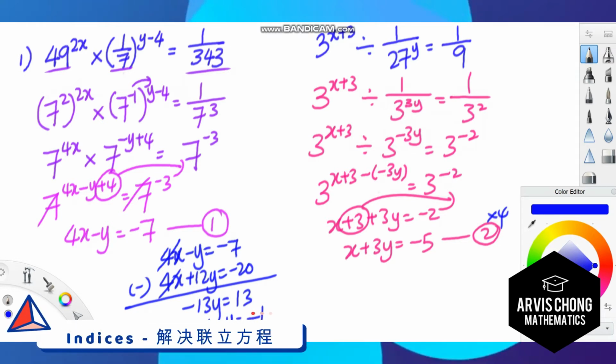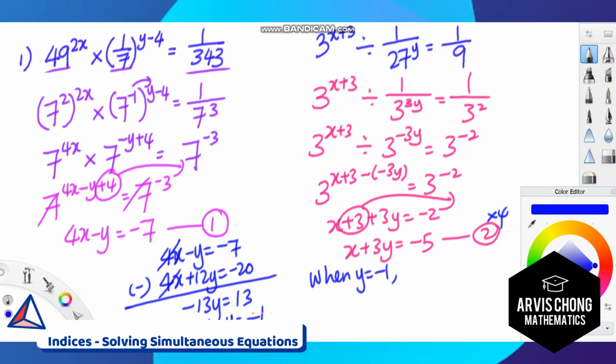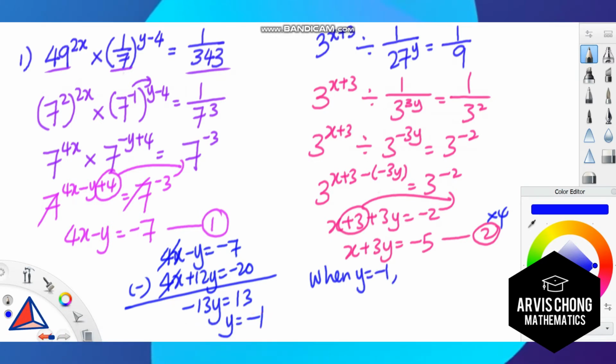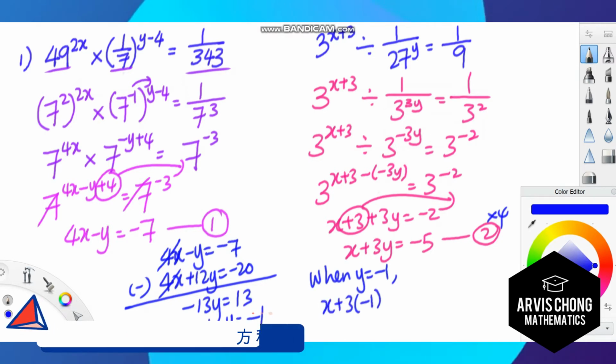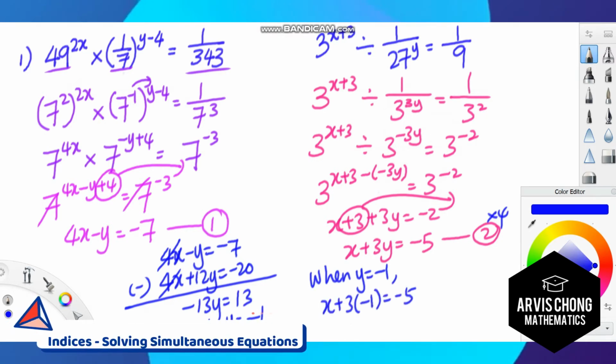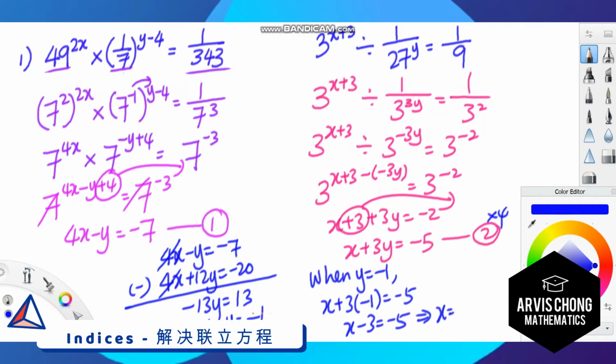Next, when y equals negative 1, then our x will be, based on equation number 2, x plus 3 bracket negative 1 equals negative 5. So here we have x minus 3 equals negative 5. Next, our final answer for x will be negative 5 plus 3, which is negative 2.